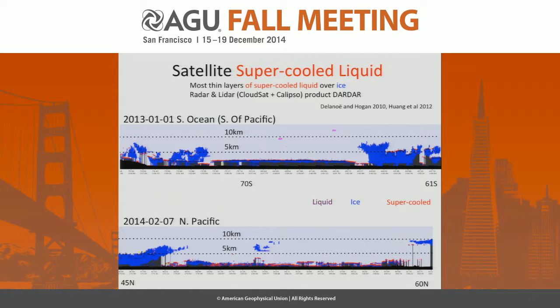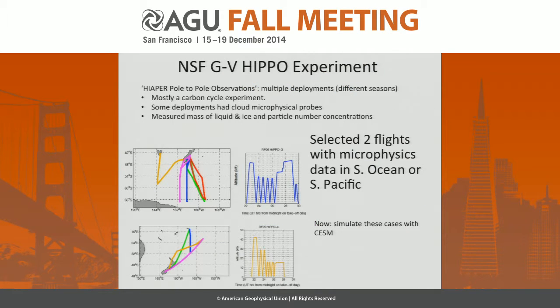But we want to look at how the model can reproduce this, and do we actually have in-situ observations to try to validate some of this. So what I'm going to do is use some opportunities. Now this was with the NSF G-V, so this was the HIAPER pole-to-pole experiment. And it was basically a carbon cycle experiment, but there were cloud microphysical probes on here, so we do have representations of number concentrations and total water and liquid and ice water estimates.